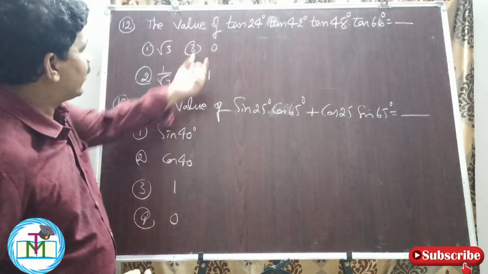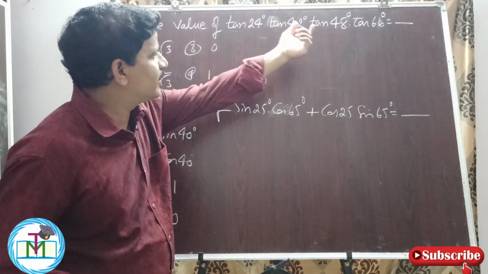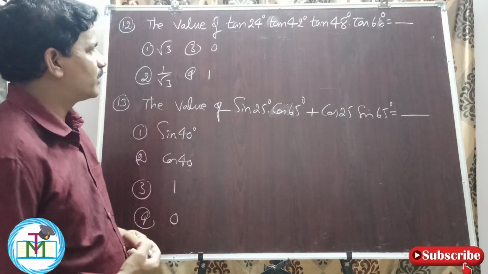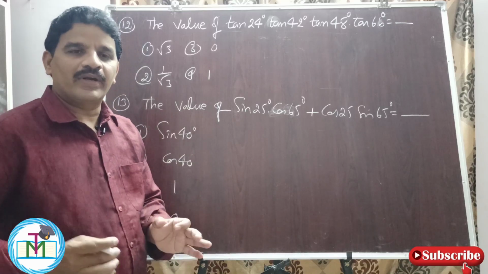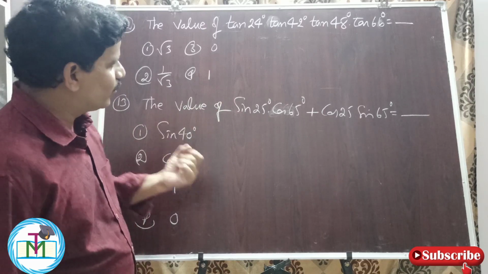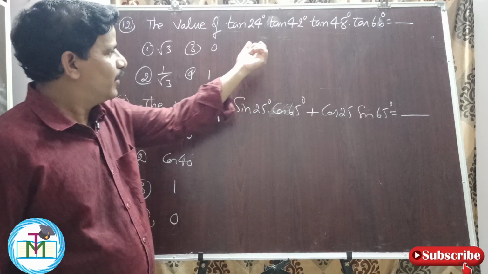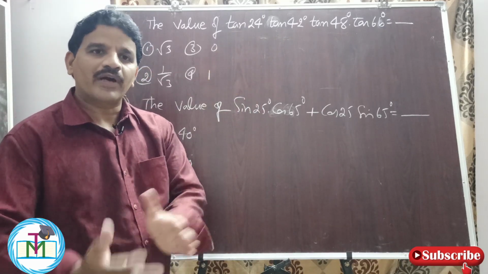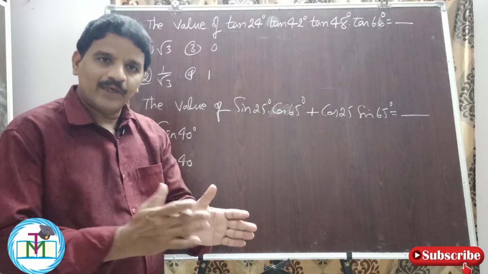Question number 12: the value of tan 24 degrees into tan 42 degrees into tan 48 degrees into tan 66 degrees is equal to how much? You have to feel that every question is easy if you use the right simple formula immediately. So what is the beautiful and simple formula useful for us to calculate its value? Think. Whenever you have tan theta, immediately you should have cot theta. Tan theta into cot theta is 1.